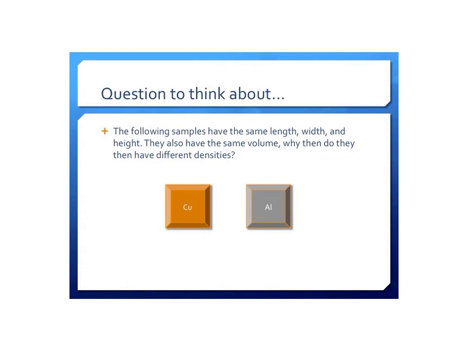Okay, so as we go through this, I want you to start thinking about if we have the following samples of copper and aluminum, if they have the same length, width, and height, that means they have the same volume, but why do they have different densities? So as we go through this, please think about that.